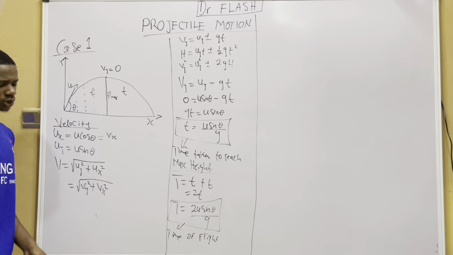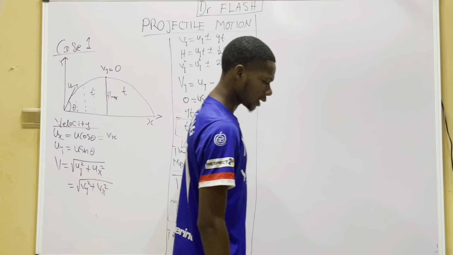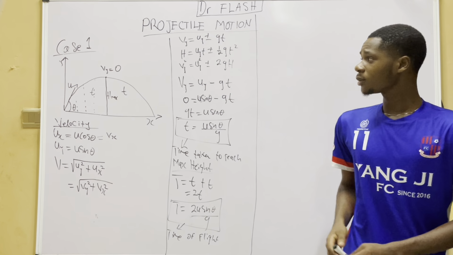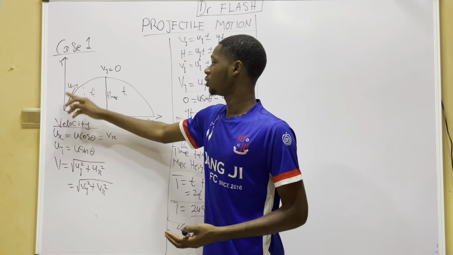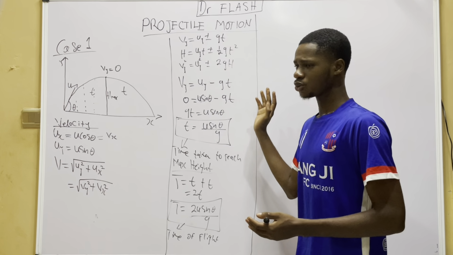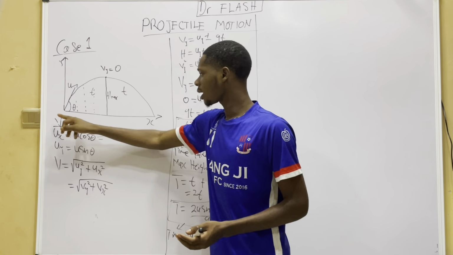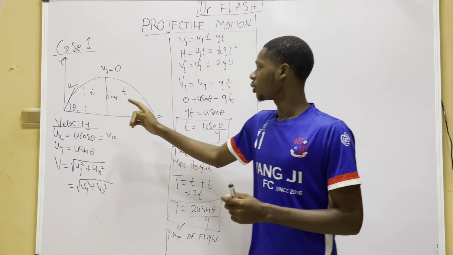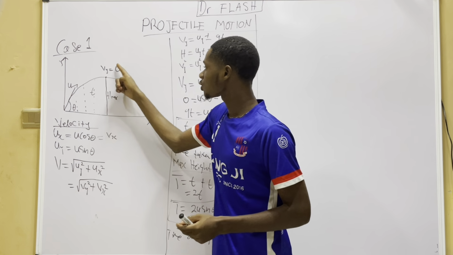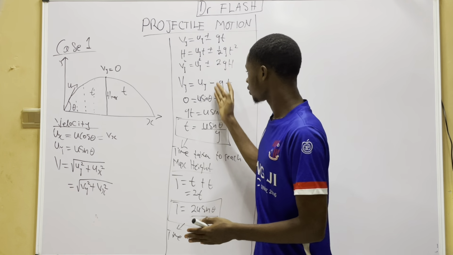Now how are we going to determine the maximum height? It will be easy as well. This is because if we're talking about a quantity that has to do with the vertical, we should be considering vertical motions, and if we're talking about a quantity that has to do with the horizontal, we should be considering horizontal motions. In this case, maximum height has to do with the vertical, so we're talking about vertical motions.